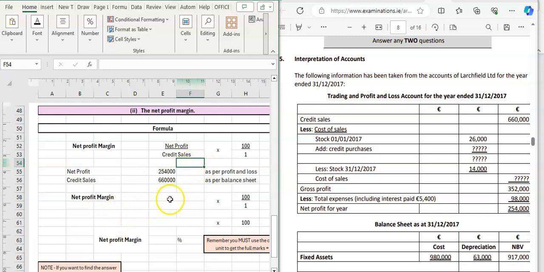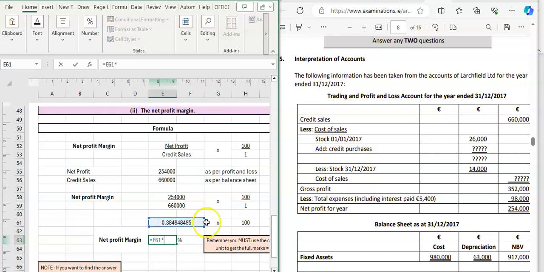Now we need to put the figures into our formula. So you need to have your net profit, which is 254,000, divided by your credit sales, 660,000, multiplied by 100 over 1. So when we divide our net profit by our credit sales, we're going to get 0.38484. So 38.48, that's our two decimal places. 4 is less than 5, so we're not going to round up. So we're going to keep it 0.3848.